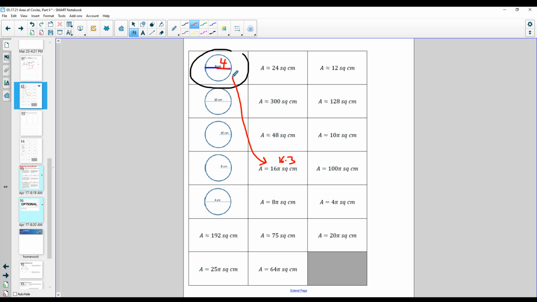16 times 3 is 48. What if I use 3.14? What is 3.14 times 16? 6 times 4 is 24. Carry the 2. 6 times 1 is 6 plus 2 is 8. 6 times 3 is 18. 1 times 4 is 4. 1 times 1 is 1. 1 times 3 is 3. 4, 12, carry the 1. 9, 10, carry the 1. That's 50.24.